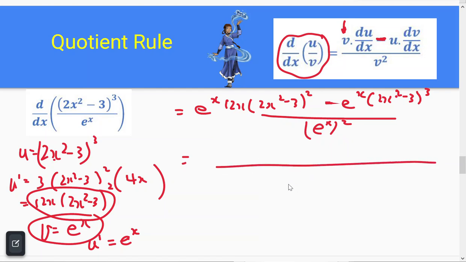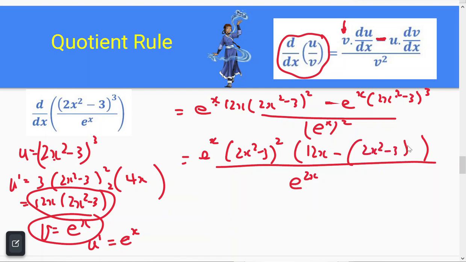Now, I can say I have e to the 2x, multiplying the two powers together. I can take out a common factor of e to the x. I can't take a common factor of 12x because I don't have an x over here, but I do have 2x squared minus 3 to the power of 2. So I will be left with the e to the x goes to the front, 12x minus the e to the x goes, and I will have 2x squared minus 3 to the power of 1.